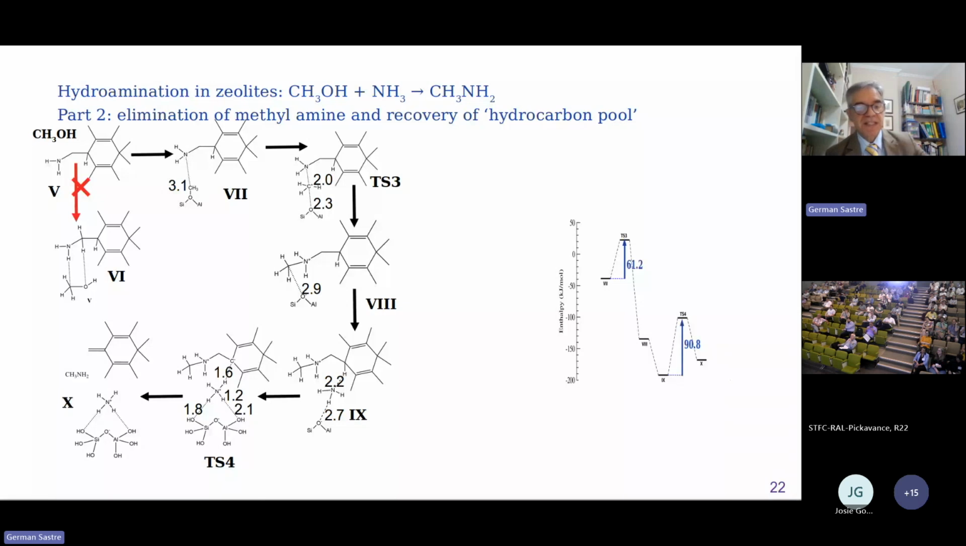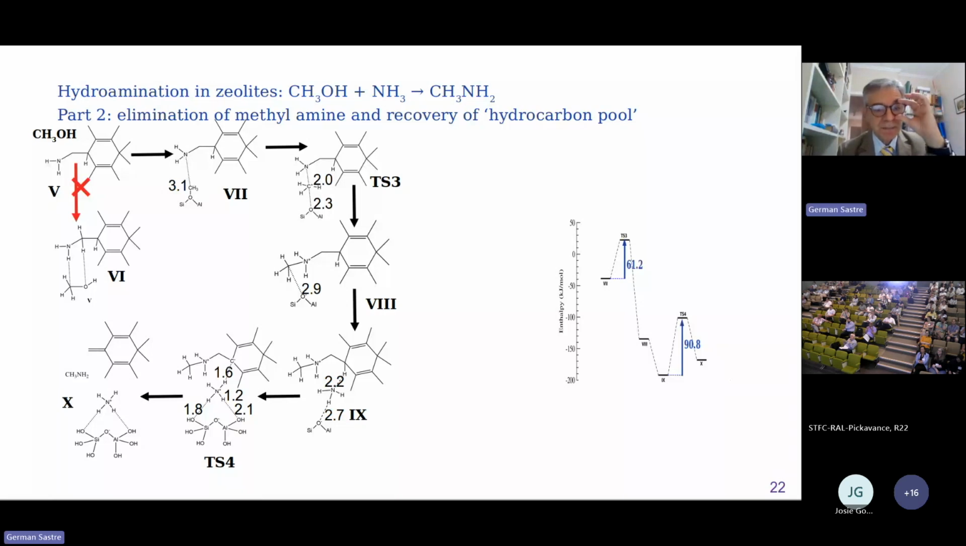now what happens is that this molecule, in order to become the hydrocarbon pool, really is releasing the product of the reaction. So if you see in TH4, the CH3NH2 is separated. So this gives the reaction product, which is the methylamine. And then at the same time, the hydrocarbon pool is restored.